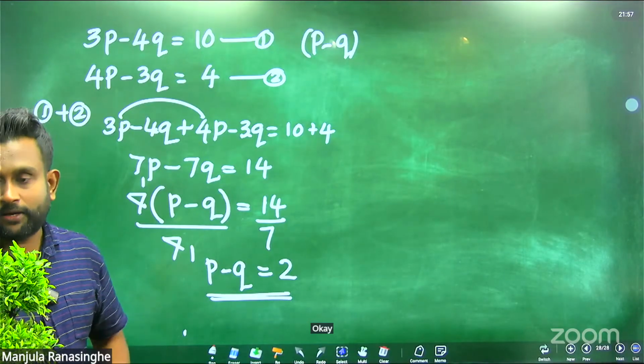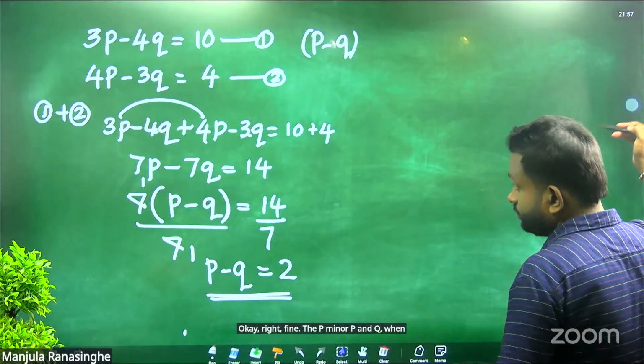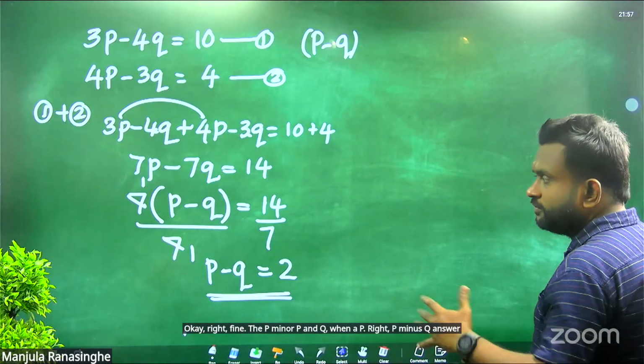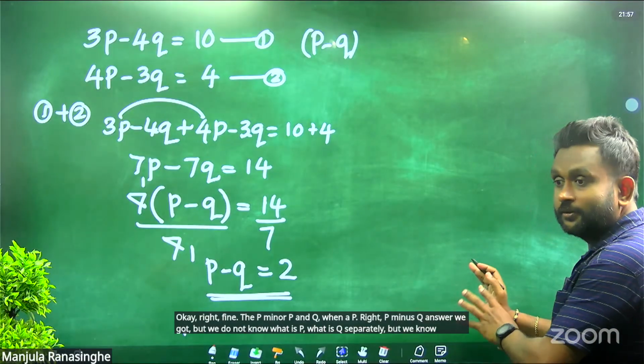Okay, right, fine. We did not find P and Q separately. P minus Q, the answer we got. But we do not know what P is and what Q is separately. But we know P minus Q too.